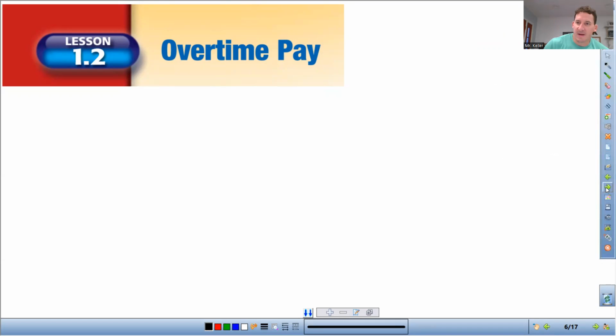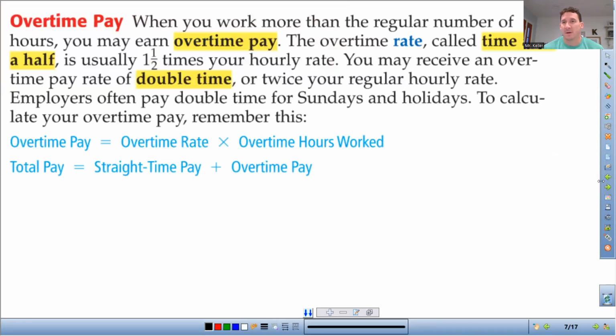Depending on your job classification, if you're an hourly employee and you work more than what is considered full time, different states have different laws with this. It can be if you work more than 40 hours in a week, you're entitled to overtime pay. Or if you work more than 8 hours in a day, you may be entitled to overtime pay. Again, the laws are different for each state, but overtime pay is typically called time and a half.